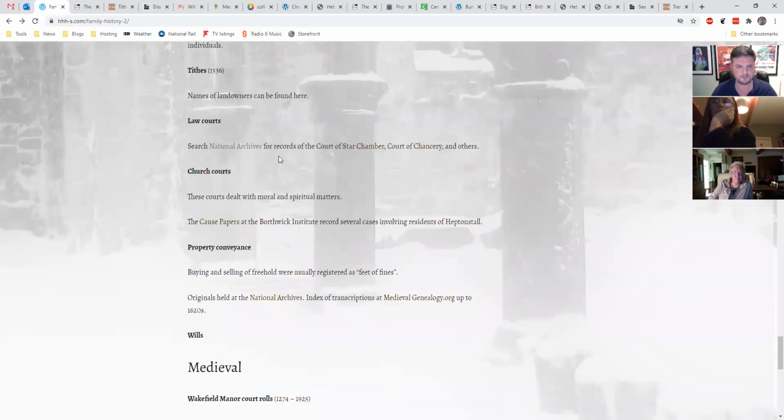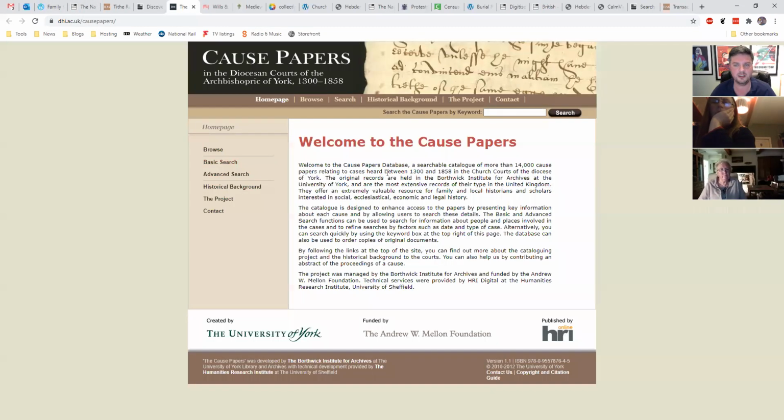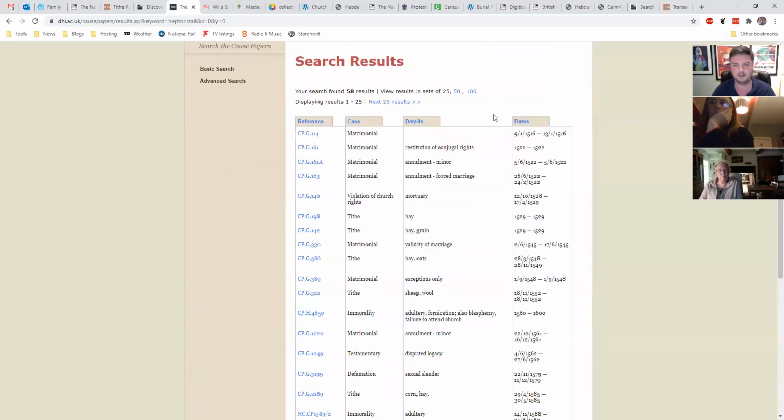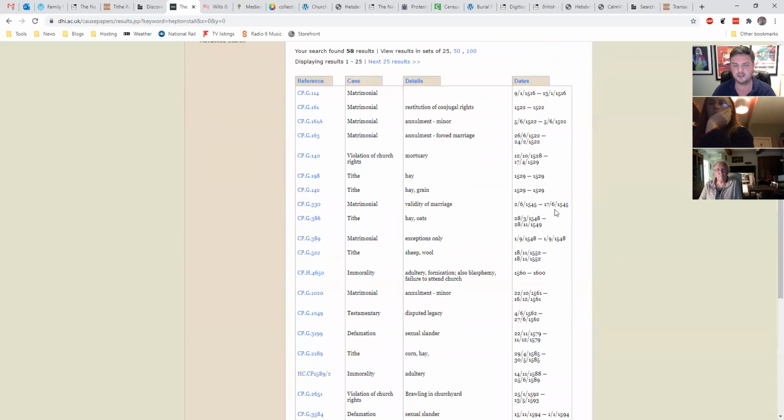Church courts, so dealing with moral and spiritual matters, so sexual slander and marriage annulments and things. These are recorded in what are called the cause papers here. These are held at Borthwick, and you can search. So if we search for Heptonstall really quickly, you can see there's a bunch of them starting in 1516.